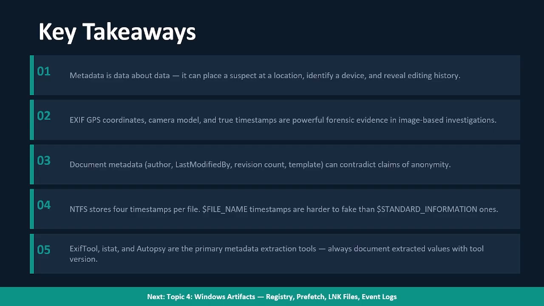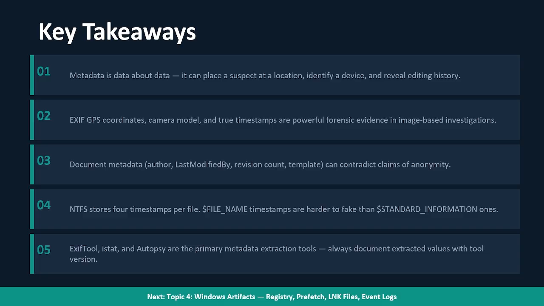So again, key takeaways: metadata, data about data, can place a suspect in a location, identify a device, reveal editing history, even reveal if a suspect is trying to destroy evidence or trying to destroy information, because that can be used against them. The EXIF information has GPS coordinates, camera model. Not all of this is always present, but you can usually identify quite a bit of it from that.